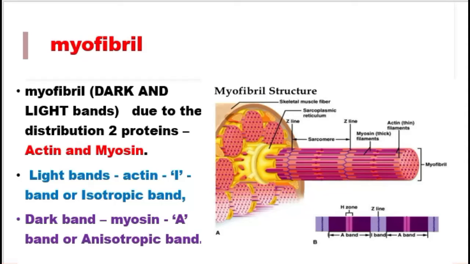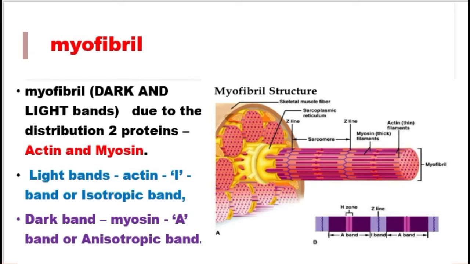Good evening students. We have finished muscle structure up to muscle fiber, and today we are going to see about myofibril. Myofibril is the fiber that is present within muscle fiber. It consists of dark and light bands. This dark and light is due to the distribution of two types of protein, so that forms light and dark bands.